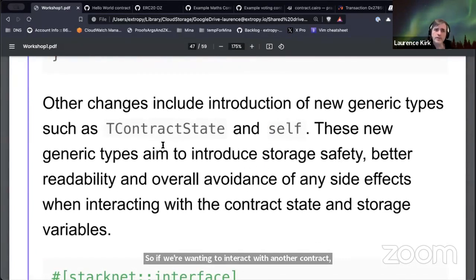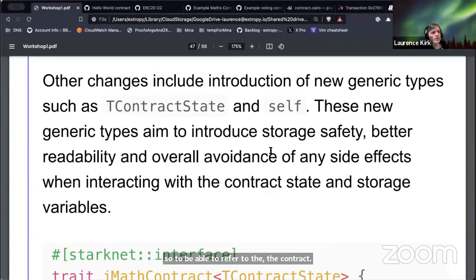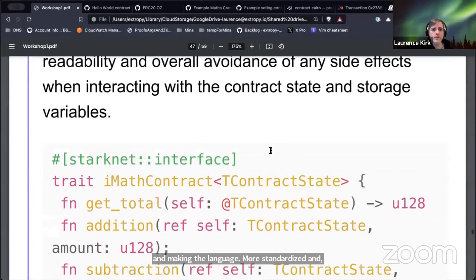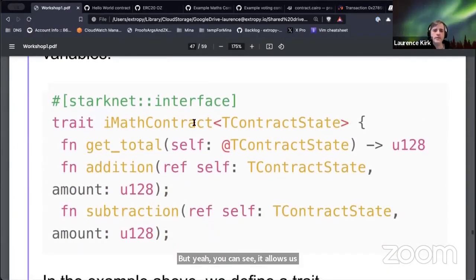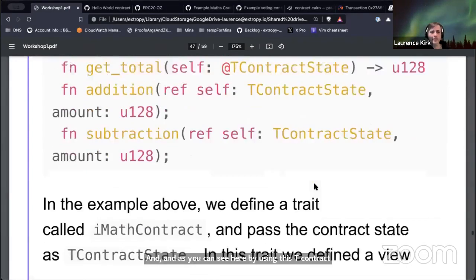And the way that this is generally being done is using generics such as the TContractState and self to show the contract itself, to be able to refer to the contract. And this is, I guess, just making things more like Rust and making the language more standardized and safer generally. You can see it gives us more flexibility because we can parameterize the state. And as you can see here, by using this TContractState when we're showing our interface here. Okay.